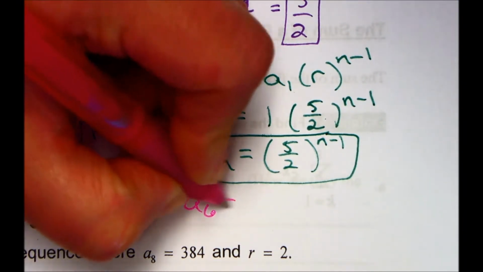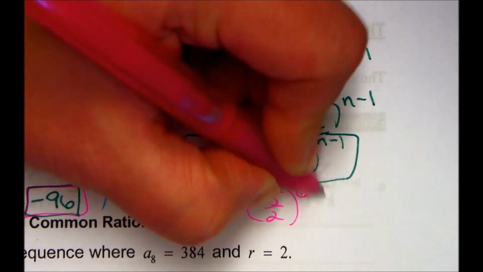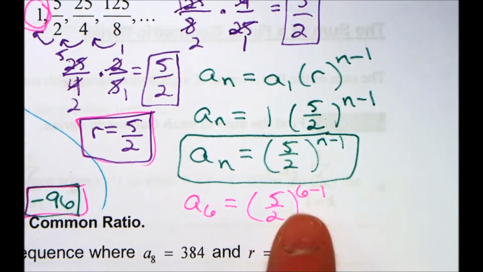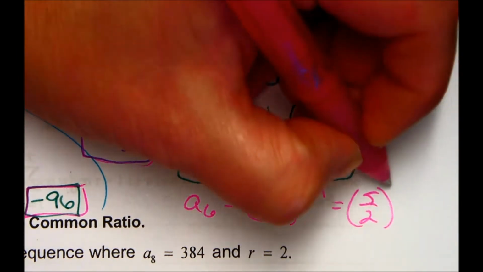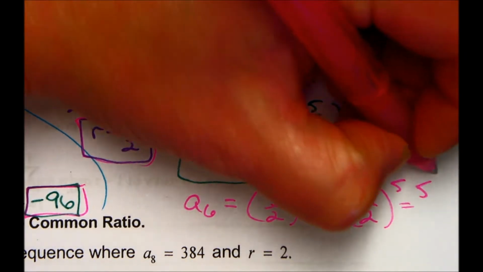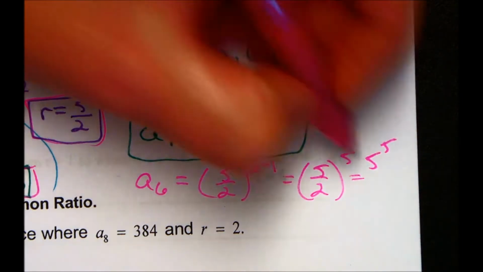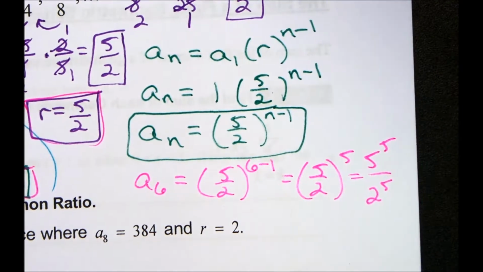A sub 6 equals 5/2 to the 6 minus 1 power. When I subtract 6 minus 1, I'm going to get 5/2 to the 5th power. And if I simplify, I'm going to have to take 5 to the 5th power over 2 to the 5th power. So a minute ago we said that 2 to the 5th power was 32.